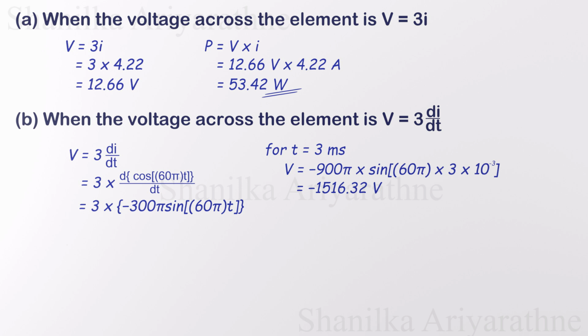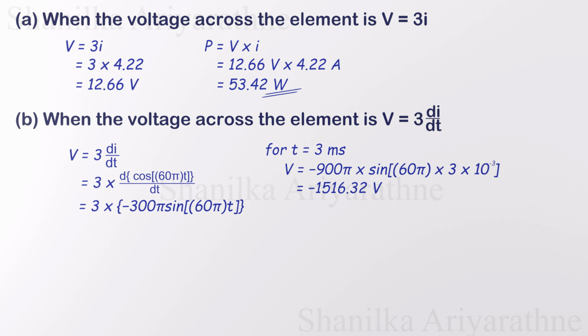Sounds wild, right? But that's exactly what happens with inductors. Since the voltage is proportional to the rate of change of current, a fast change, especially a sudden drop, can create huge voltage spikes. That's why inductive components like relays or coils need flyback diodes to safely deal with those unexpected voltage surges. Now let's calculate the instantaneous power.